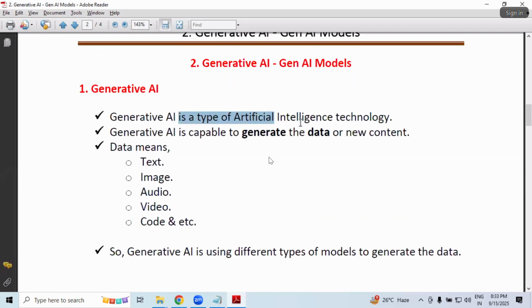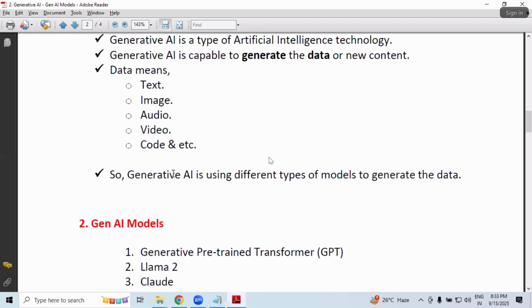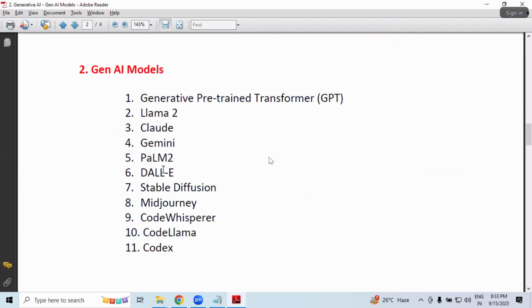Oh, this definition we already know. So generative AI is capable of generating data or new content actually. Good. Gen A models. Not all models, but at least you should know some model names.